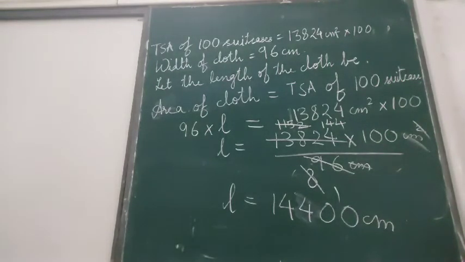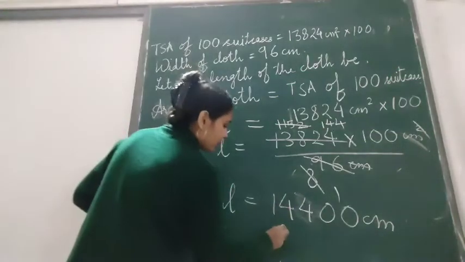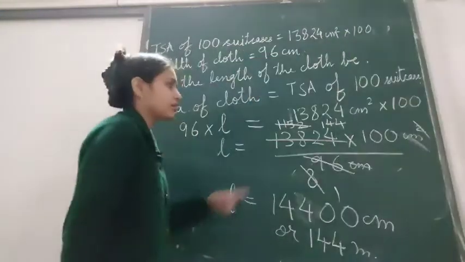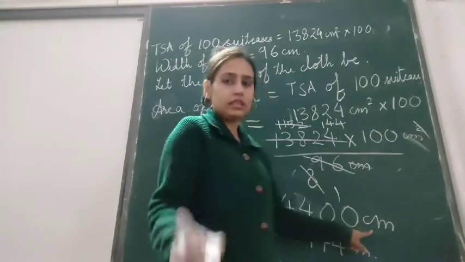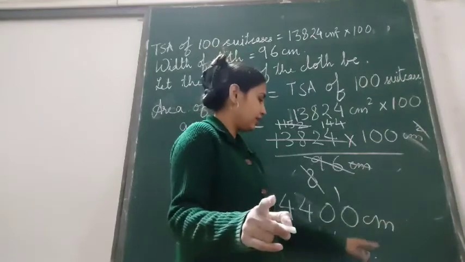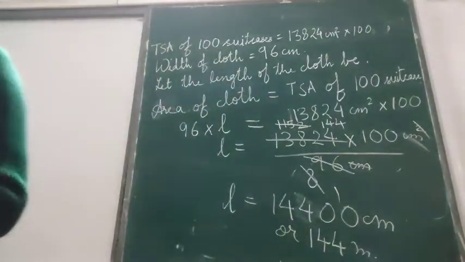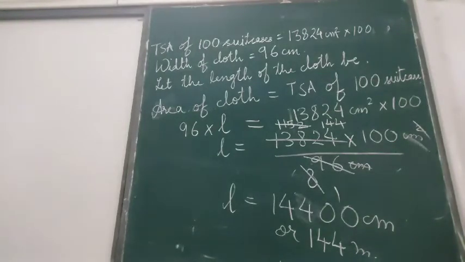question number 2. This is in centimeters. If you want, you can convert it into meters also, or 144 meters. Okay, so now see, only single centimeter is there, not double. So only divide by 100, not by 10,000. If there are double meters, 2 meters, then we convert both and then we divide by 100 and 100.